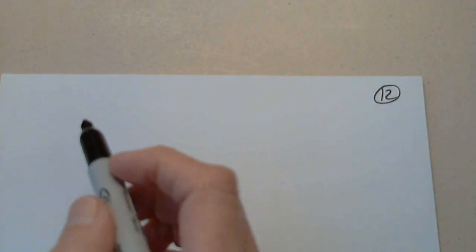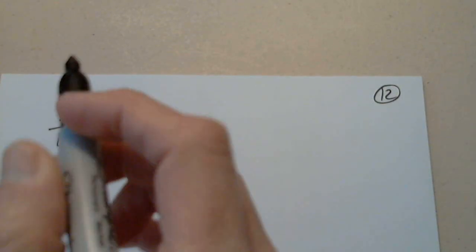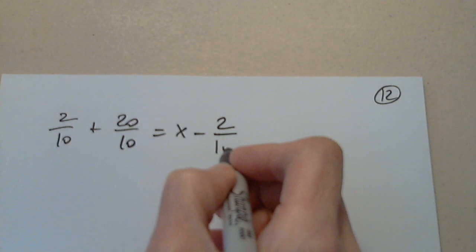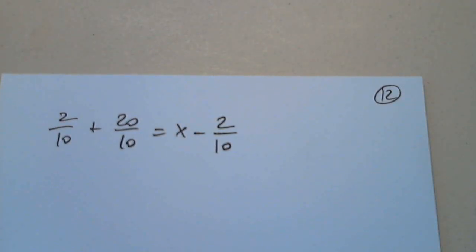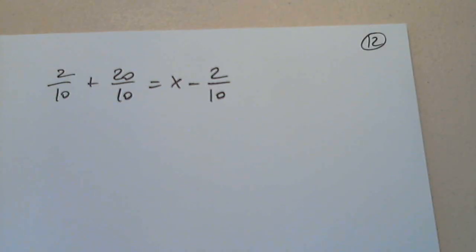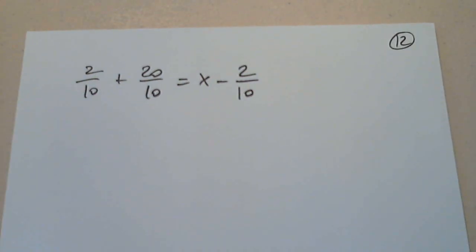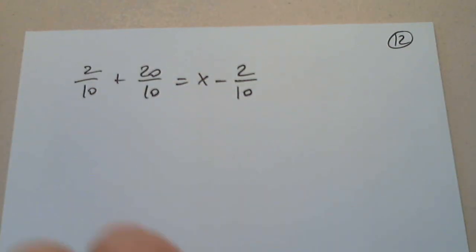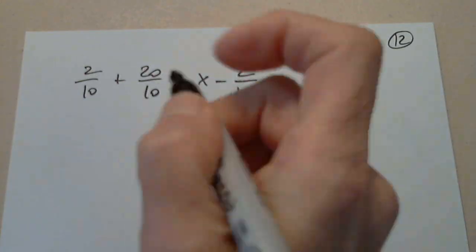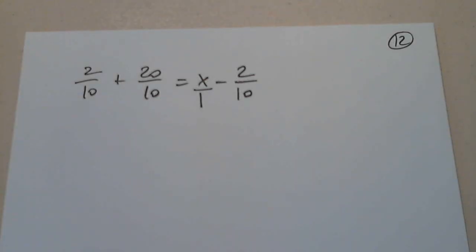So we have 2/10 plus 20/10 equals x minus 2/10. So it is an easy situation because all denominators are the same. But I will do the same thing no matter what the denominators look like. Because all of them have the same denominator, and you can say, but not this one. Okay, I agree, not that one, that's fine.